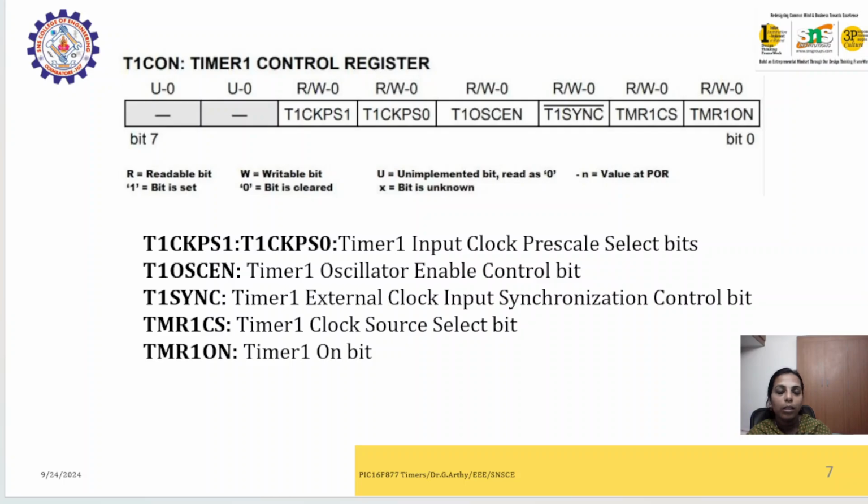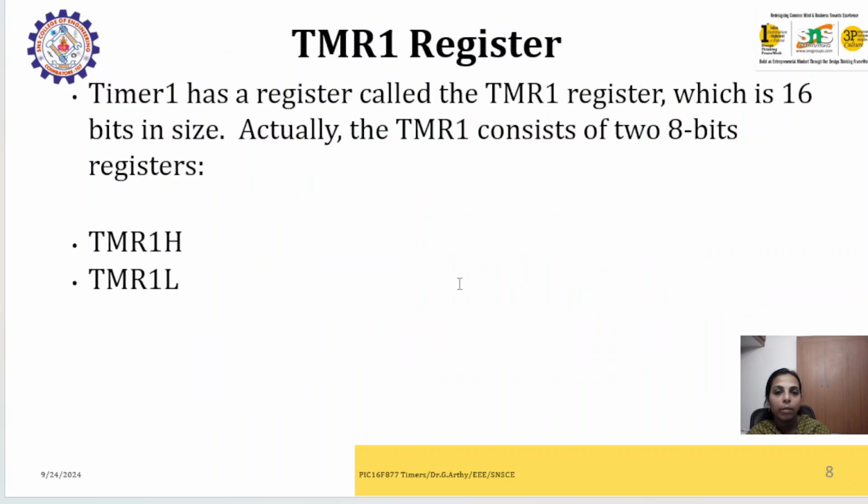T1CON register, the timer 1 control register. It is an 8-bit register. Out of these, two are undefined bits and the remaining 6 bits we have. Among these are the timer 1 input clock prescaler select bits, the timer 1 oscillator enable control bit, and the timer 1 external clock input synchronization control bit. Then we have the timer 1 clock source select bit. The timer 1 on bit is available.